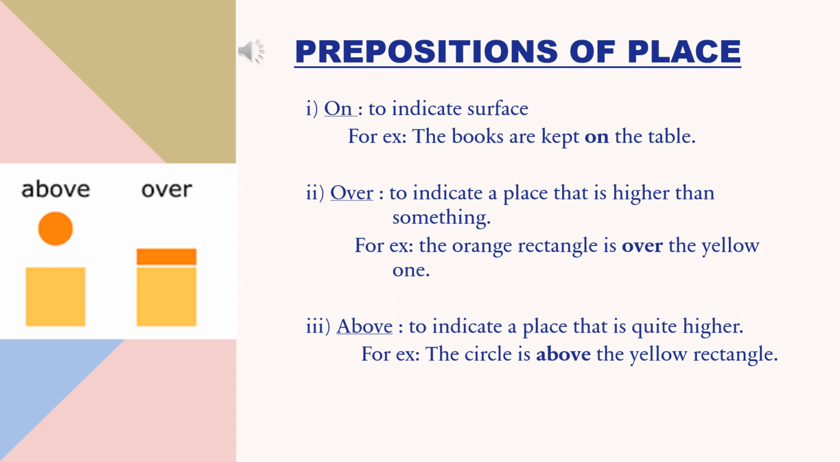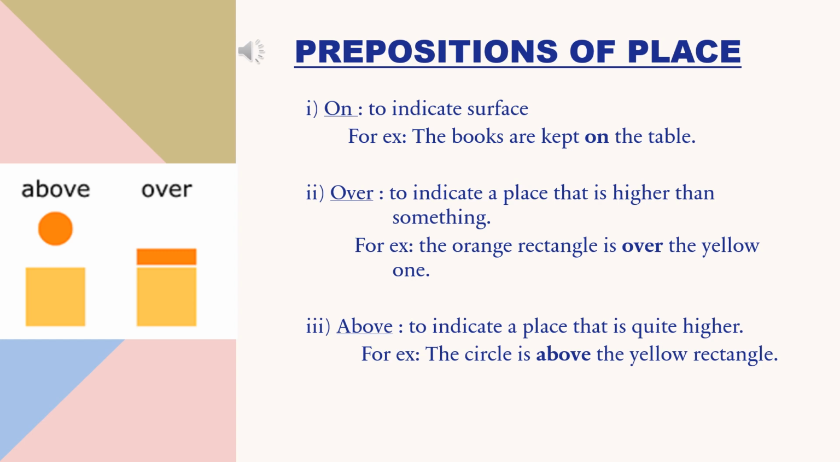Second we have is over. It is used to indicate a place that is slightly higher than something. As you can see in the image, the second one, the orange rectangle is over the yellow one. And if you look closely, the two rectangles are not touching each other. There is a little space between them. So over means that the orange rectangle is slightly higher than the yellow one and it is not touching it.